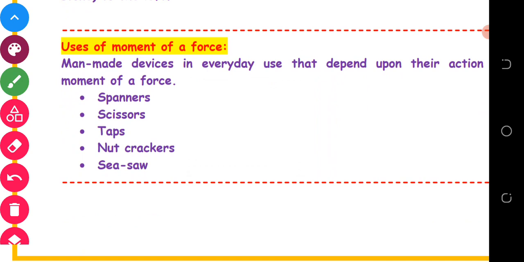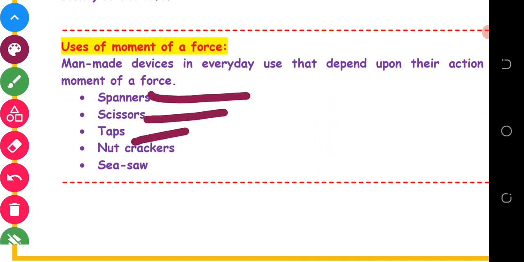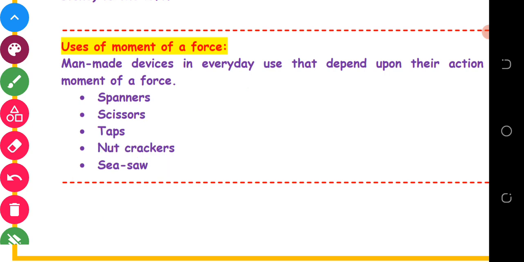So moments are used in spanners, scissors, in taps, nutcrackers, in seesaws, especially in seesaws, and so on and so forth.